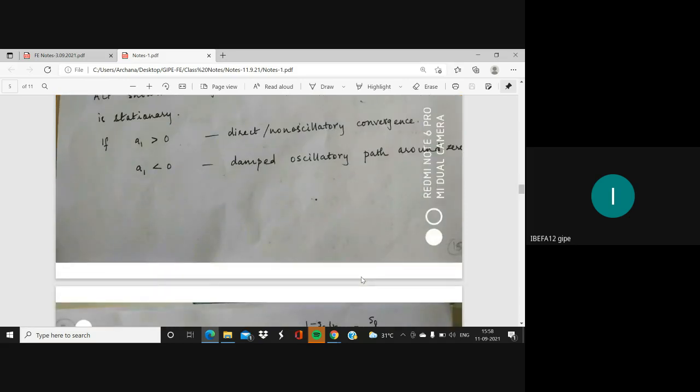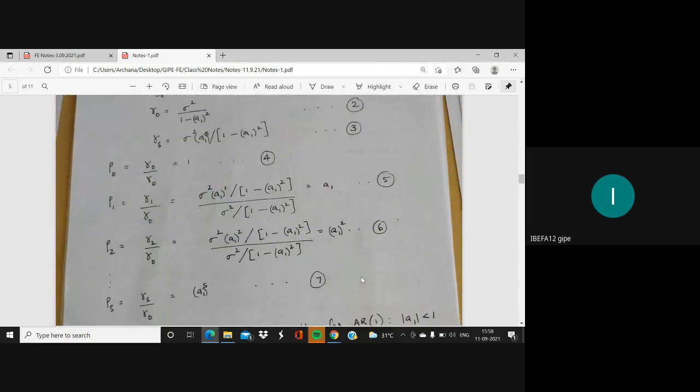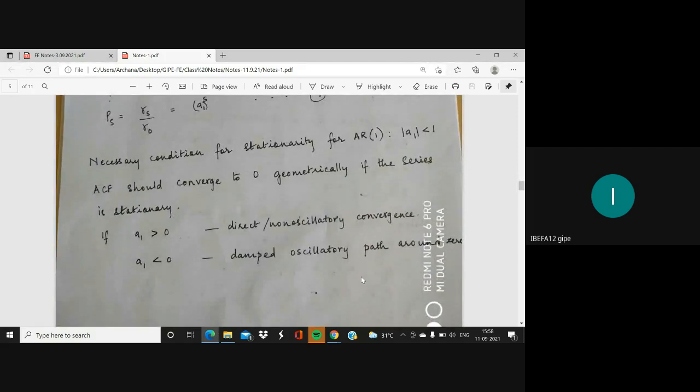So later on, I'll show you all some images of autocorrelation functions, and then we'll discuss those. But in general, remember this, that for an AR1 process, the autocorrelation function has this sort of an appearance. If A1 is positive, then there'll be a geometric decay towards 0, depending on what the value of A1 is, whether it is positive or negative. If it's positive, then you'll see direct decay. Otherwise, there'll be oscillatory decay.